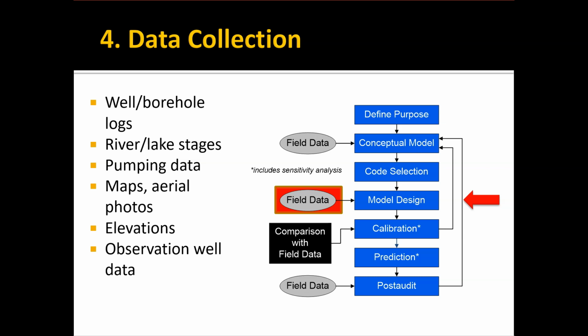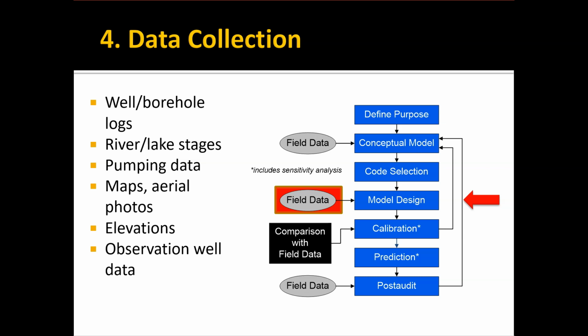The stage is the water elevation in your rivers and lakes, how that changes through time. I don't have it listed here, but stream flow, how much water is flowing in your streams, how that changes, how much water is being lost to the aquifer, how much goes from the aquifer to the river. Those kinds of things are really important. Pumping data for your wells. Well, first of all, the number and location of your wells is really important, but also you have to make an estimate of how much water is pumping from your wells.